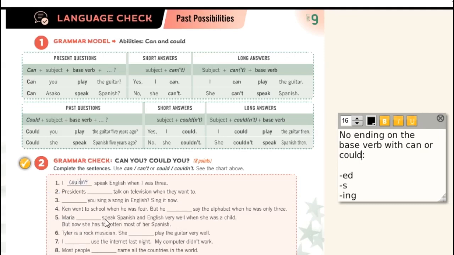Maria can or can't speak Spanish and English very well when she was a child. But now she has forgotten most of her Spanish. Let me get in here a little bit. Let's see.